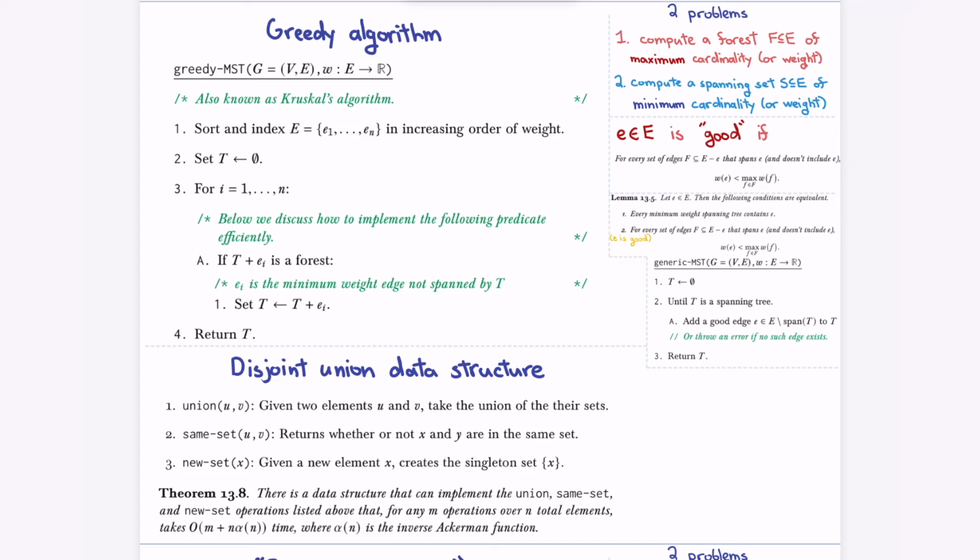So how do we apply that to our graph problem? What are the sets? The connected components of the edges we take so far. And whenever we add an edge, we're taking the union of the two different components.